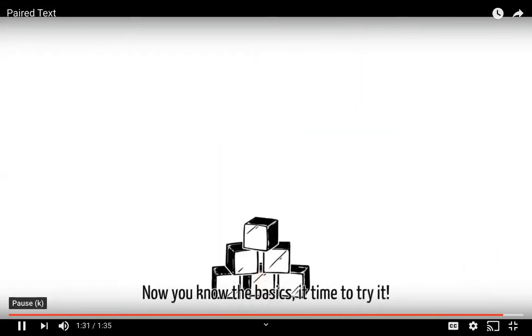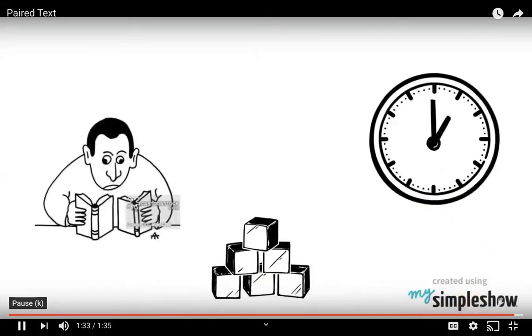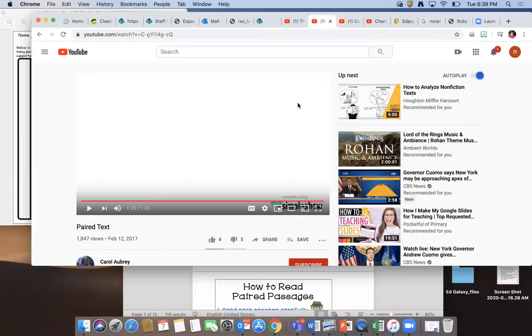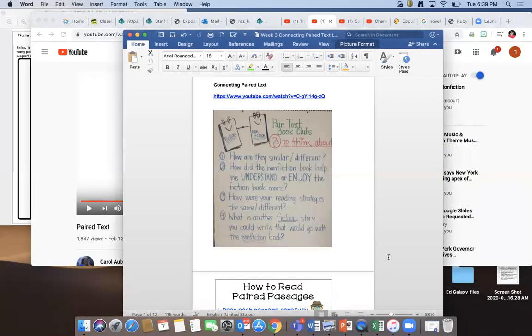Now that you know the basics, it's time to try it yourself. Okay, so those are the basics about paired text connecting. Let's look at the anchor chart. And it says you need to think about these things when you are reading both texts.